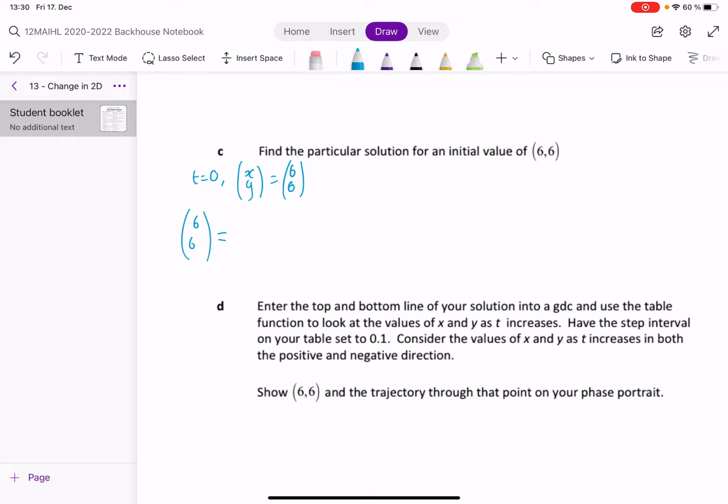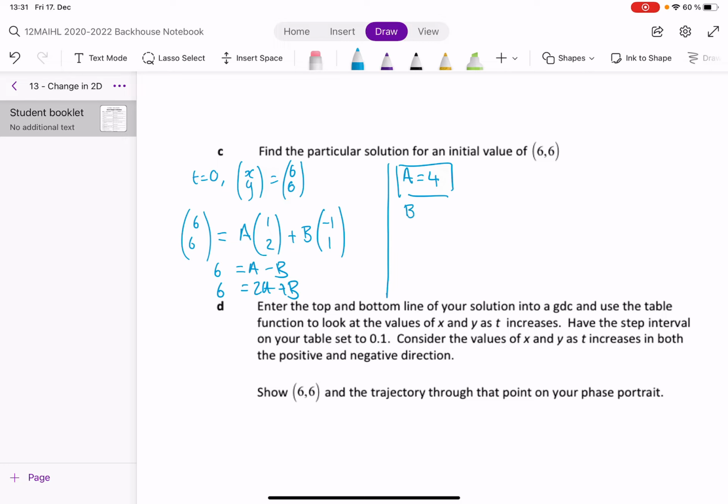I think we get a times 1, 2, plus b times negative 1, 1. Okay, so we're going to get 6 equals a minus b, and 6 equals 2a plus b. You can use your linear solver, you can do it algebraically, but what should we find? I think we get that a is 4 and b equals negative 2.